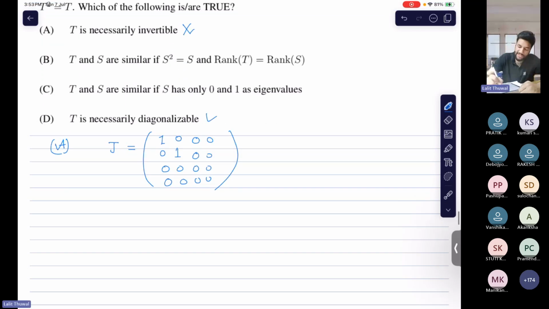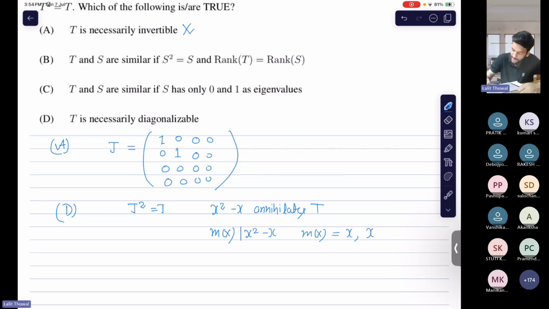T is necessarily diagonalizable. Option D. T squared equals T, so x squared minus x annihilates T, right? So the minimal polynomial would divide it. So m(x) would divide x squared minus x. This implies m(x) is x, x into x minus 1, or x minus 1. No. It must be x into x minus 1.